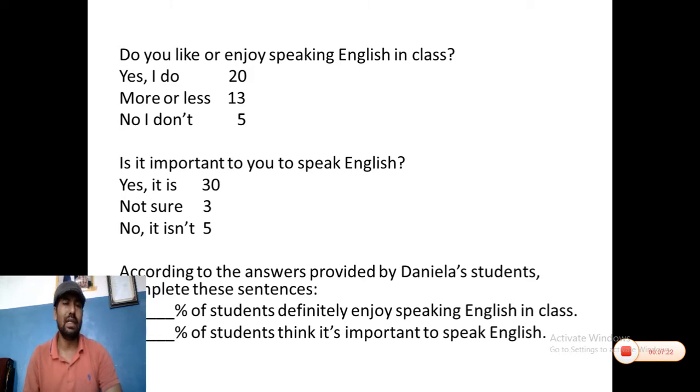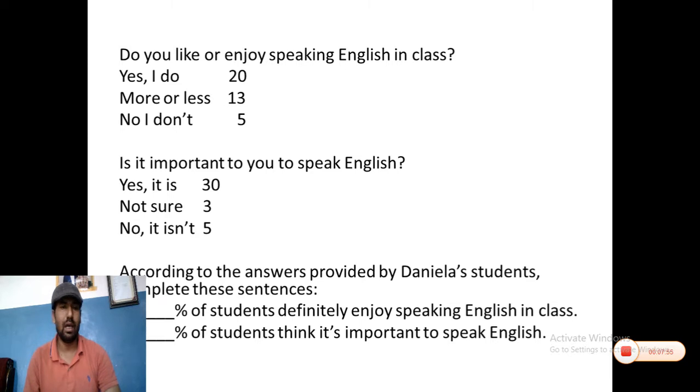So, like Daniela, you can also prepare questionnaires. It should not be a long questionnaire to collect the data. Even a few questions can also work in our action research. So look at this. According to the answers provided by Daniela's students, can you complete the sentences? What percentage of students definitely enjoy speaking English in the class?